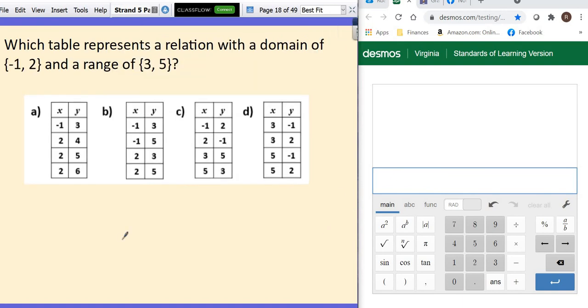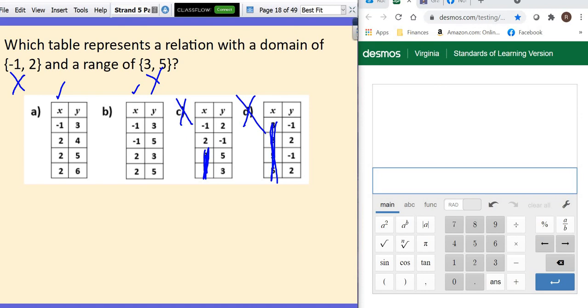Which table represents a relation with a domain of -1 and 2, so domain is x's, and a range of 3 and 5, which means y's are 3 and 5. So first thing I'm going to do, I'm going to look for -1s and 2s in my domain. The first one works. The second one works. This one with -1, 2, 3, and 5 does not work because these are not part of my domain. And here the x's are 3's and 5's. Nope, that doesn't work either because they are not part of my domain.